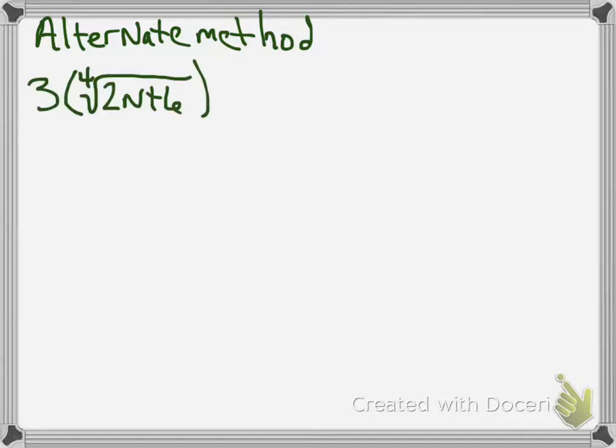Here's an alternate method for doing this type of problem. Notice that I'm saying this is a 4th root. The reason why I'm showing you this method is because I've seen this done, especially in pre-cal, or even in calculus, some higher mathematics. So what we're going to do is temporarily put a variable in the place of the whole fourth root of 2n plus 6.